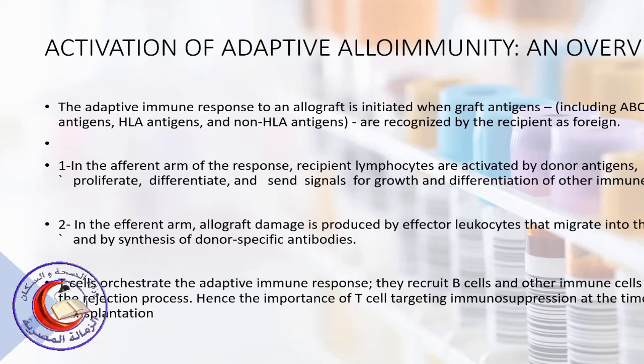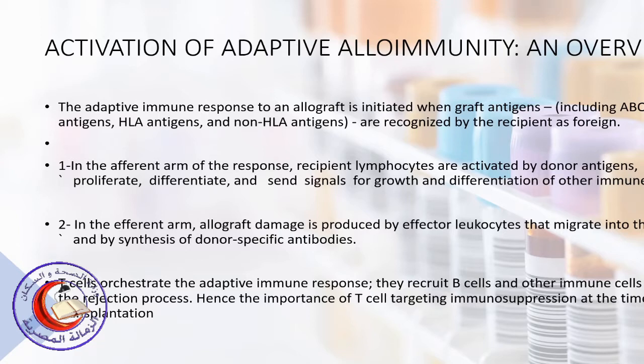In the afferent arm of the adaptive immune response, recipient lymphocytes are activated by donor antigens. When the cell receptors are engaged by the antigens, the cells are activated, they proliferate, and they differentiate into different subsets of cells with different functions, and they send signals for growth and differentiation of other immune cells.